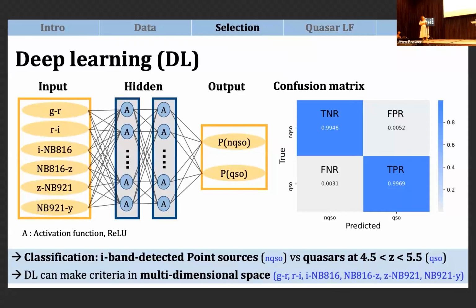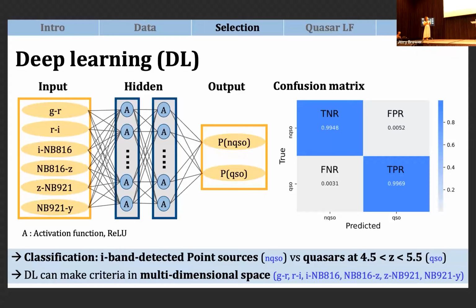Then we trained a 4-layered neural network, accepting 6 colors as its input and providing the probability of being quasars or non-quasars as its output. It is worth noting that the non-quasars comprise non-detected point sources. So using a deep learning model, we aim to exclude non-quasar objects from pre-selected quasar candidates.